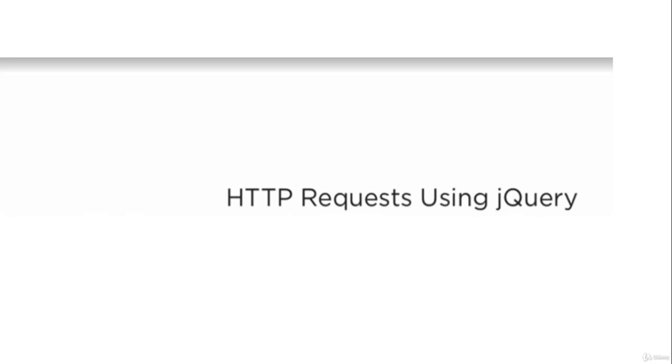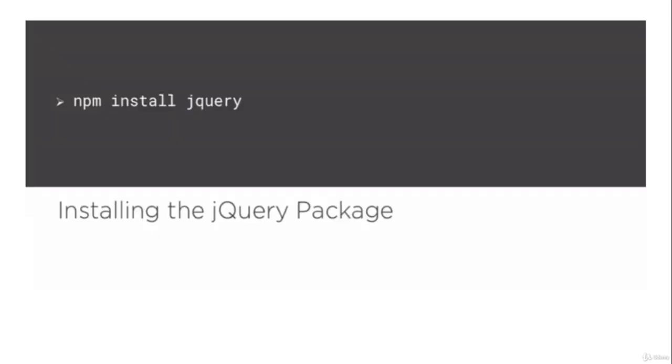Now you will learn about HTTP requests using jQuery. Let's look at HTTP requests using jQuery. The first thing we need to do is install jQuery into our package JSON file. We do that from the command line by calling npm install jQuery, which will pull down the latest version of it.